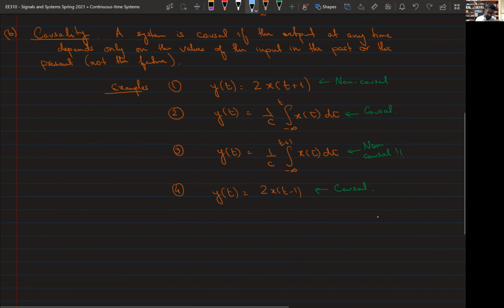The third property that I have for you is that of stability. So what is stability? If there are any ideas that you may have, if I told you that a certain system was stable, what would that mean? What comes to mind? Any guesses?